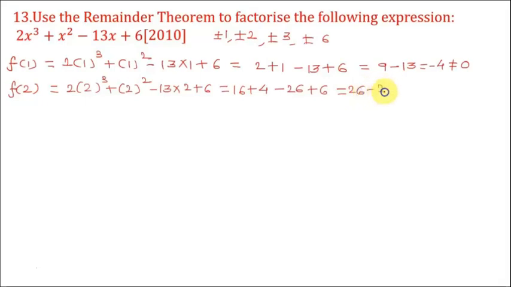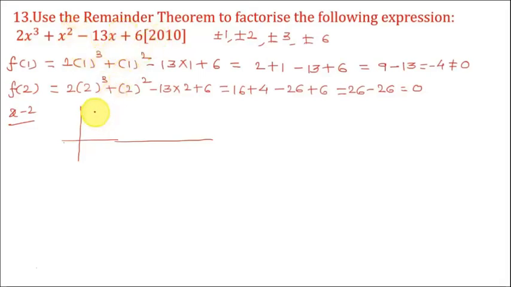26 minus 26 equals 0, and hence x minus 2 is the factor. Now we will find out the second factor by synthetic division. Again the given polynomial is in decreasing order, which means the powers of x are in decreasing order: 3, 2, 1 and constant.